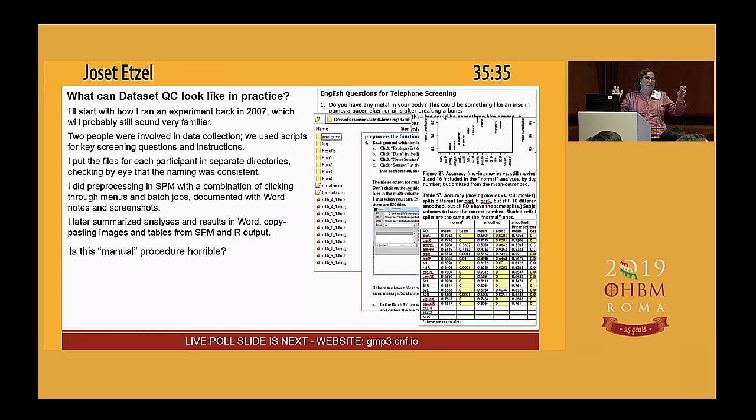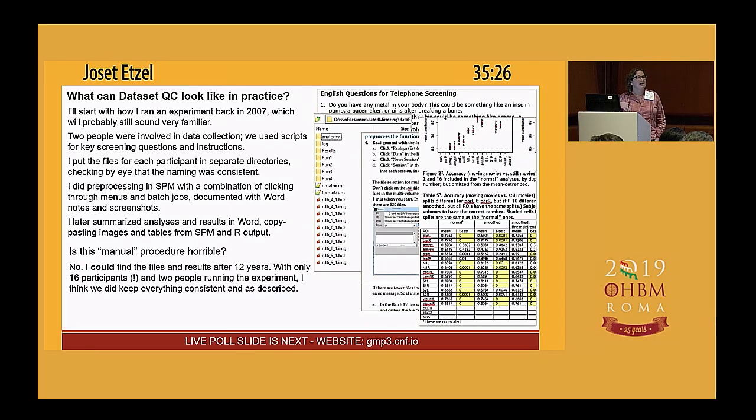Is this manual procedure, meaning a lot of clicking around, dragging files, checking things by eye, horrible? Well, not really. I was impressed with myself that I could find the files and results and some of the descriptions 12 years later. But there were only 16 participants in the data set, and there were 2 of us running the experiment, so we were able to keep everything under control. Is this procedure perfect? No, I'm going to be pointing out some flaws and improvements and better solutions as this goes.